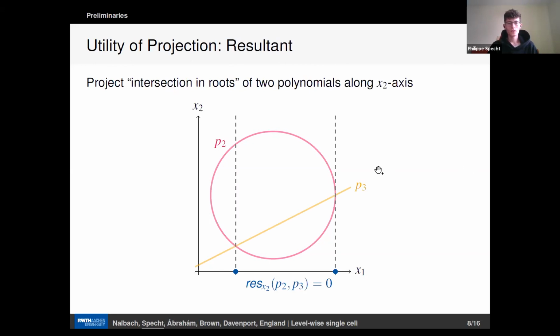So the next component was the resultant. This works similarly, only that in this case, what we project are intersections in the roots of two polynomials. So we insert two polynomials here, and the resultant will have roots below where these polynomials intersect.